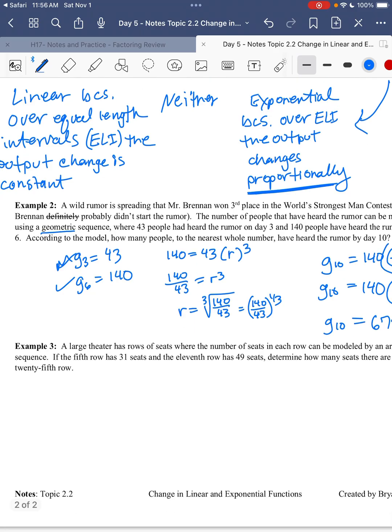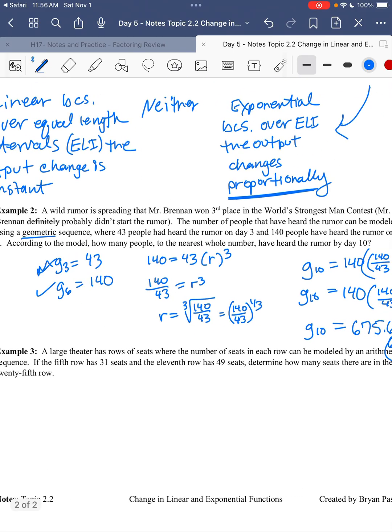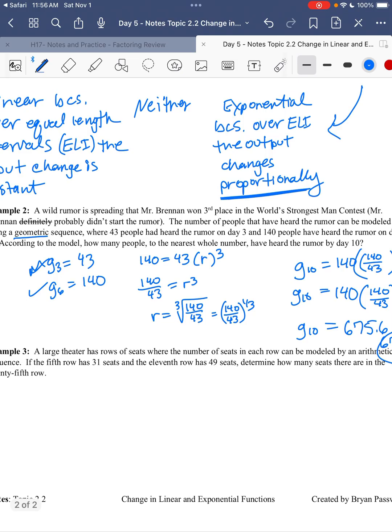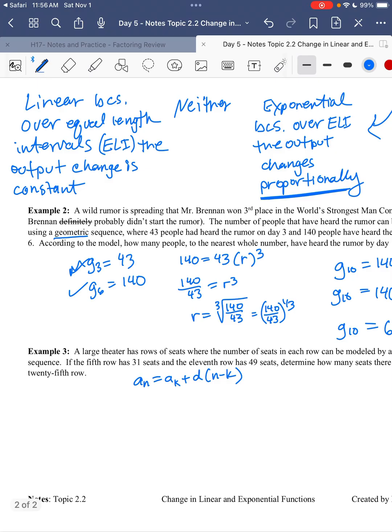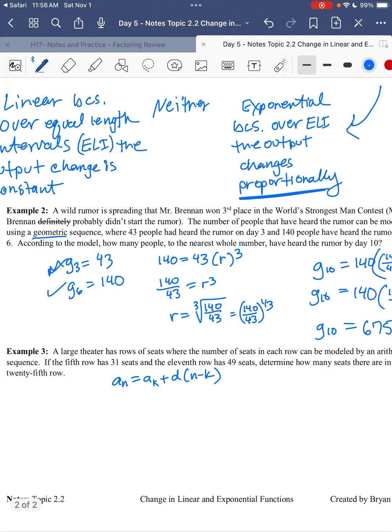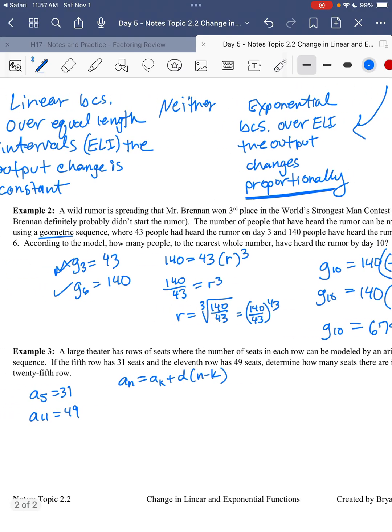All right, so here in a large theater, there are rows of seats where the number of seats in each row can be modeled by an arithmetic sequence. All right, so arithmetic. Let me write down a couple things here. So I'm going to have a_n equals a_k plus d times n minus k. That's my arithmetic formula. We haven't used that a lot here. So the 5th row, so a5 is 31, and the 11th row, a11, is 49. So it says determine how many seats there are in the 25th row.